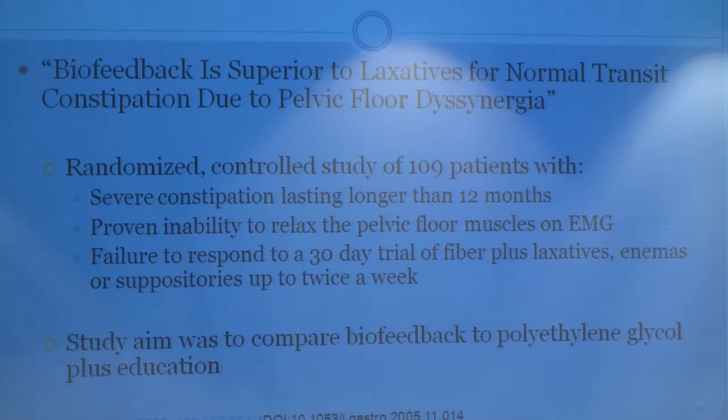Another study that was published in Gastroenterology looked at how effective this is for patients with chronic constipation. It was a randomized controlled study of 109 patients who had to have severe constipation lasting longer than 12 months, a proven inability to relax the pelvic floor muscles, and failure to respond to a 30-day trial of fiber plus laxatives, enemas, or suppositories up to twice a week. The study aim was to compare biofeedback to polyethylene glycol, or Miralax, plus education.